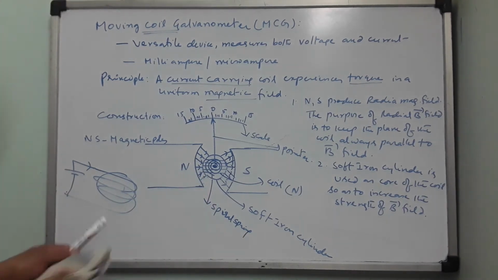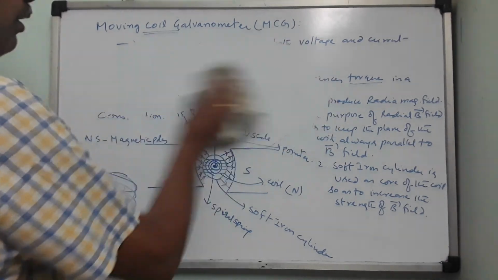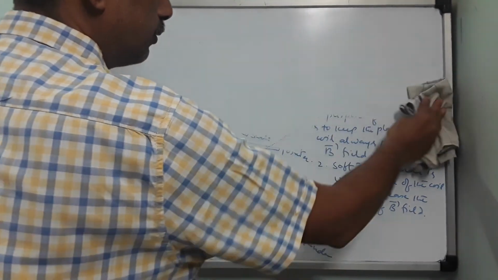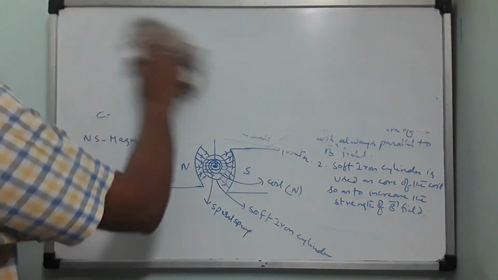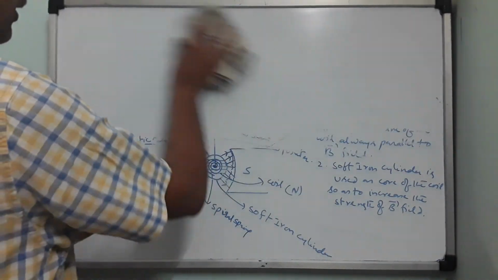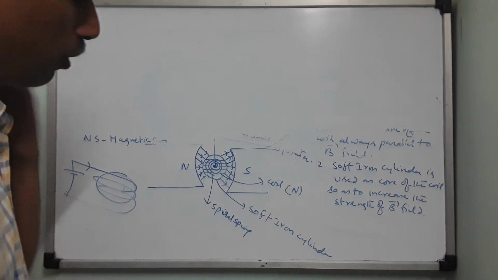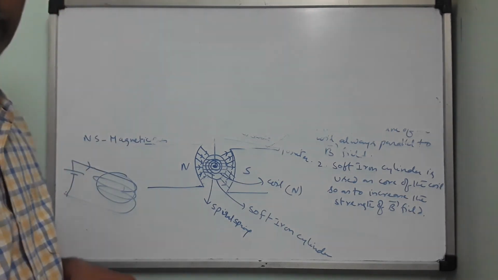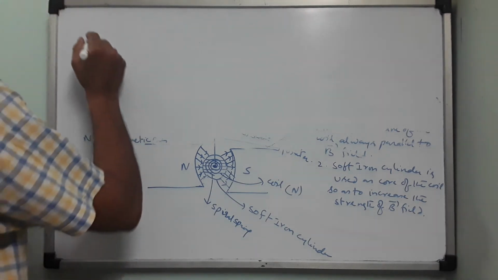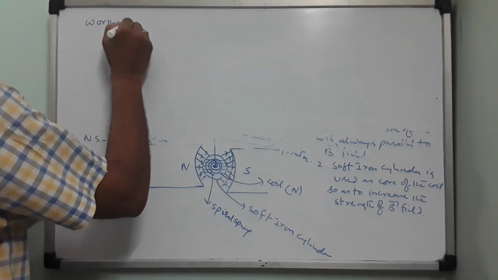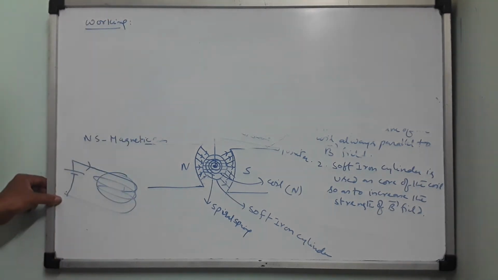Okay, right. So now, in this chapter, children, two important devices were there. One is the cyclotron, the other is the moving coil galvanometer. Now the cyclotron is deleted from the syllabus, so you have got only the moving coil galvanometer. Okay, right. So how does it work? Our working principle, that is, the working of MCG.